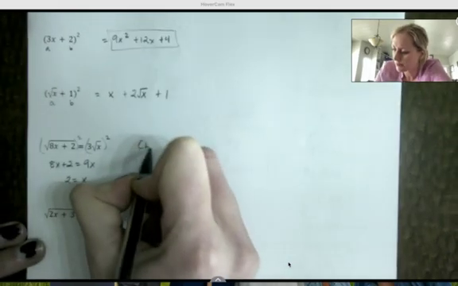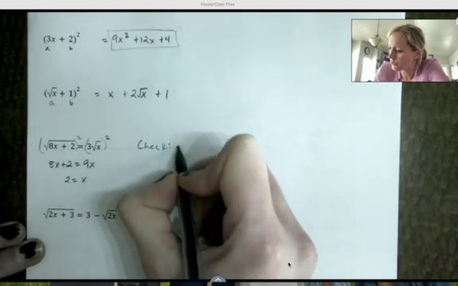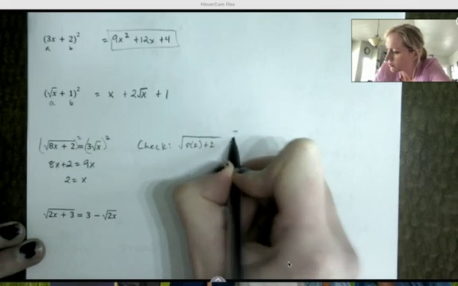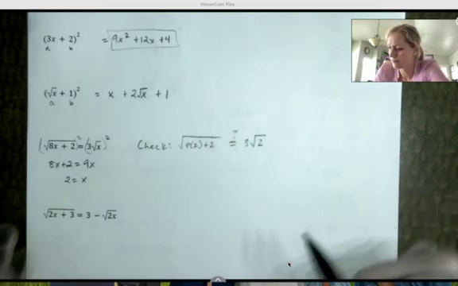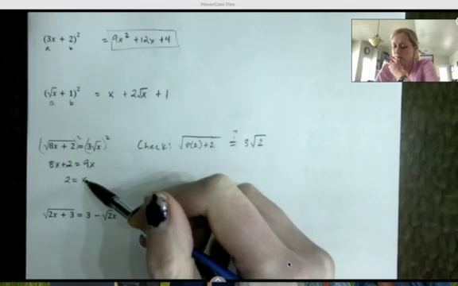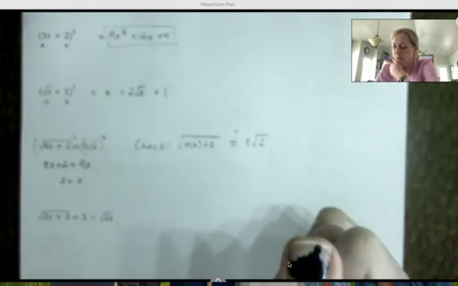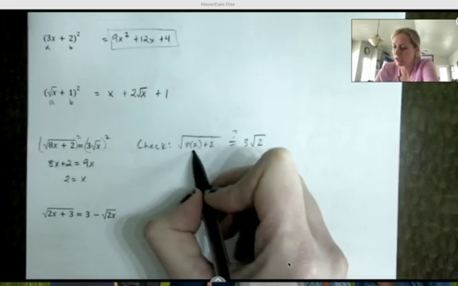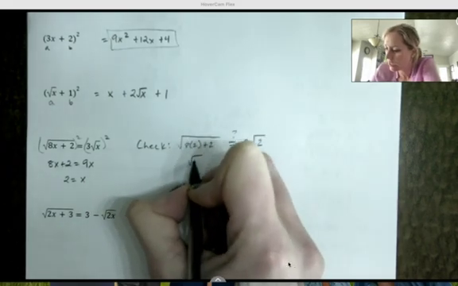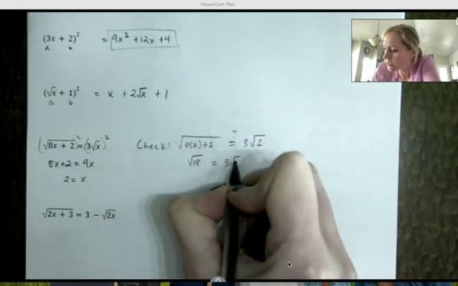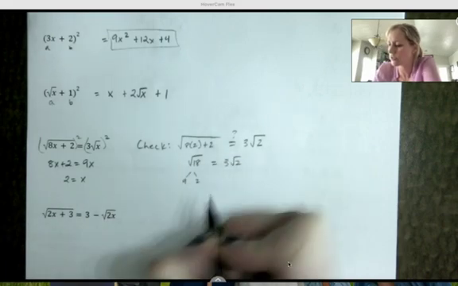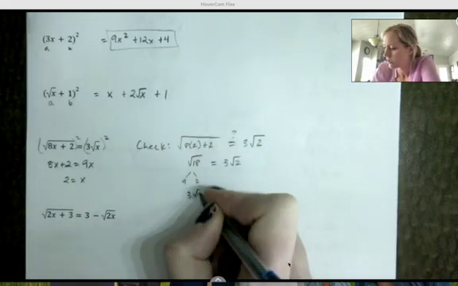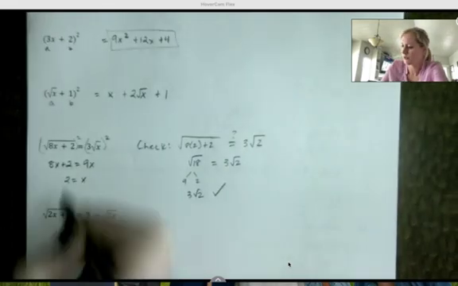Let's check. So we're going to do square root of 8 times 2 plus 2. Does that equal 3 times square root of 2? So I have 16 plus 2 is 18. And this breaks into 9 times 2, so this does equal 3 root 2. So this one checks out. So x equals 2 is my solution.